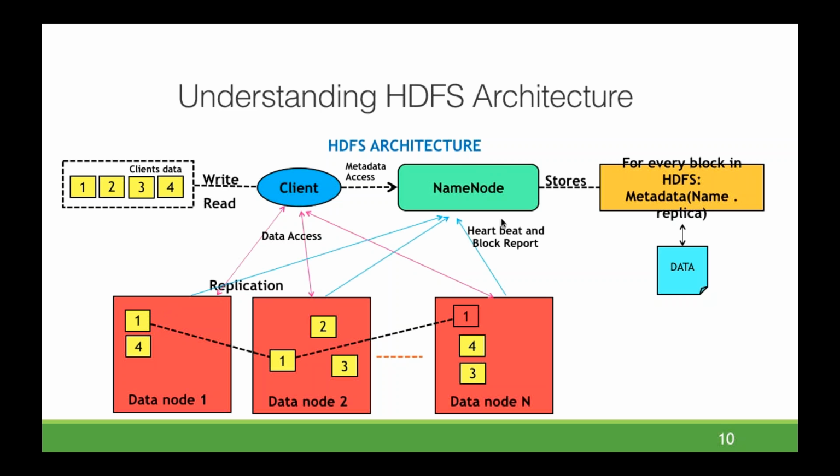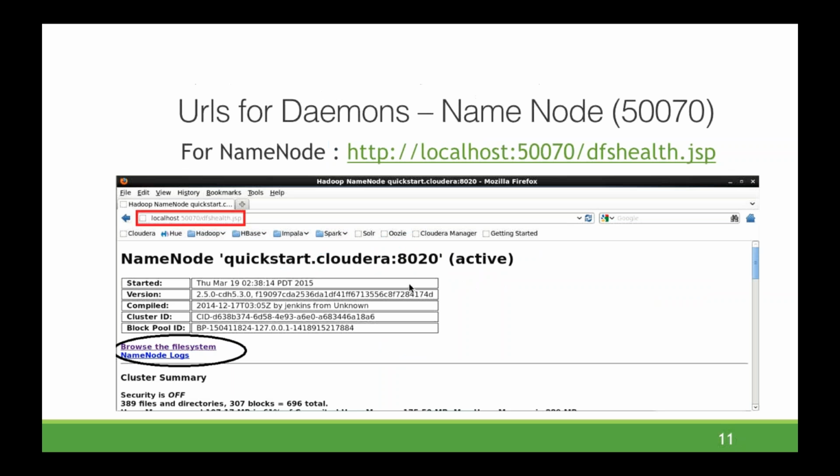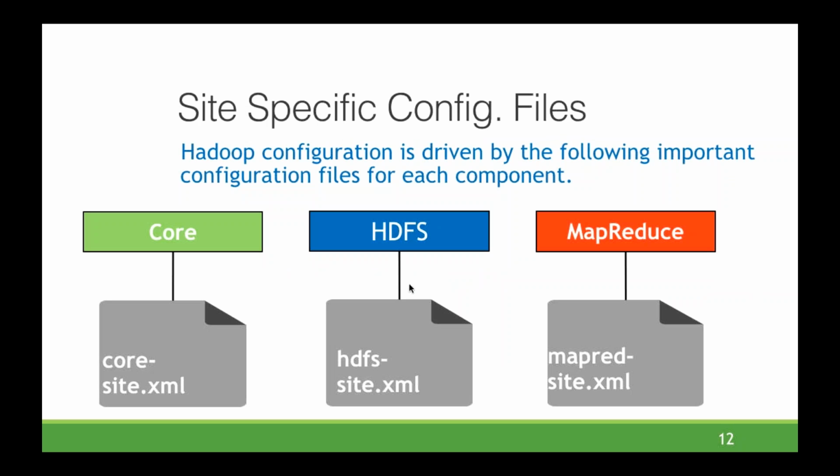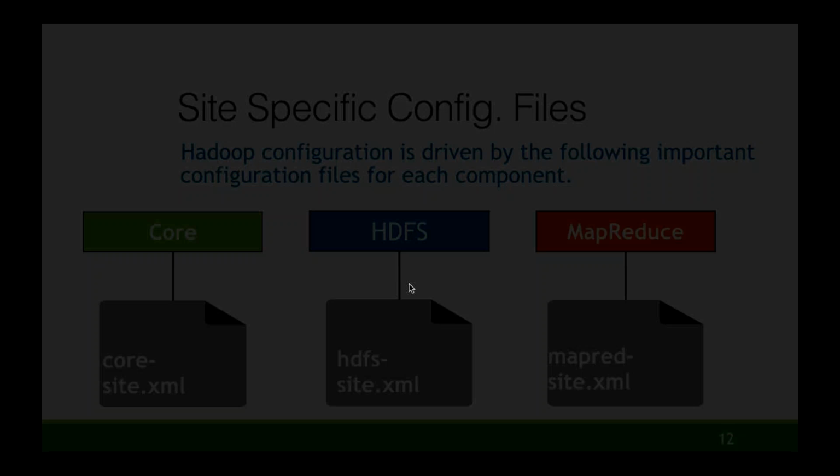These data nodes keep sending heartbeats and block reports to the name node. Supposing this data node doesn't send a heartbeat, then the name node will understand that it has failed. So instead of this one, it will create a replica on some other data node. Is that clear so far? We have some XML files that I'll be showing you, where you can do some configuration. Any questions till now?